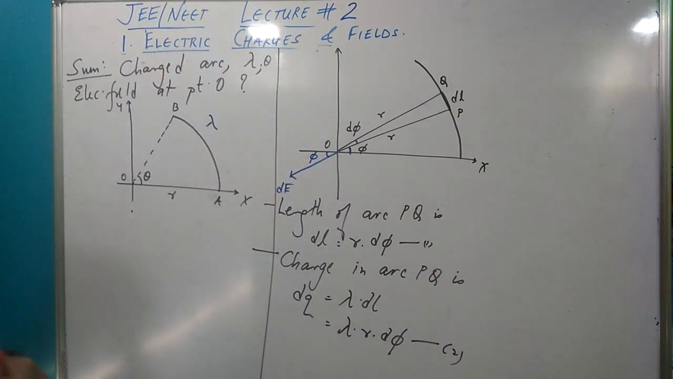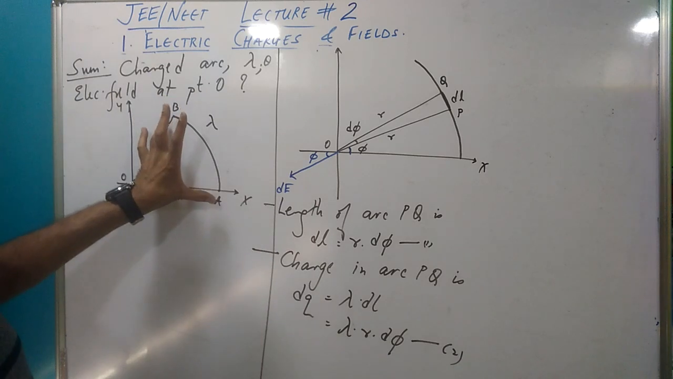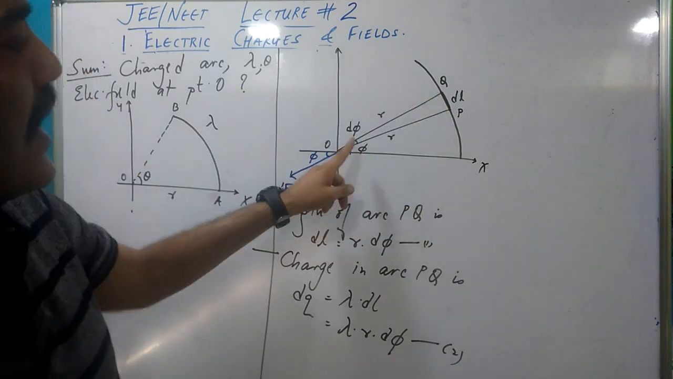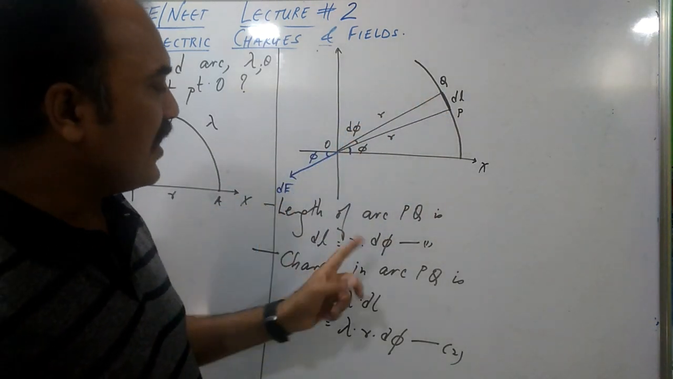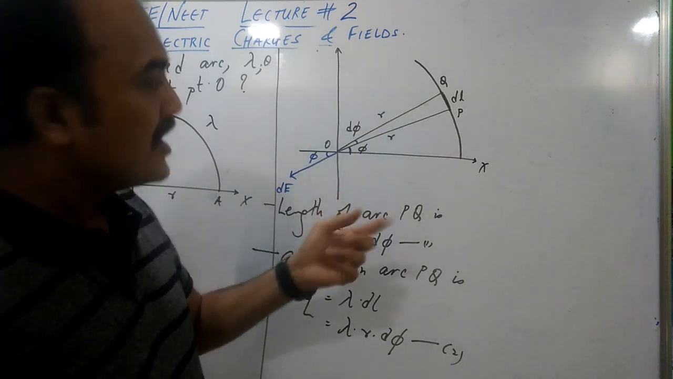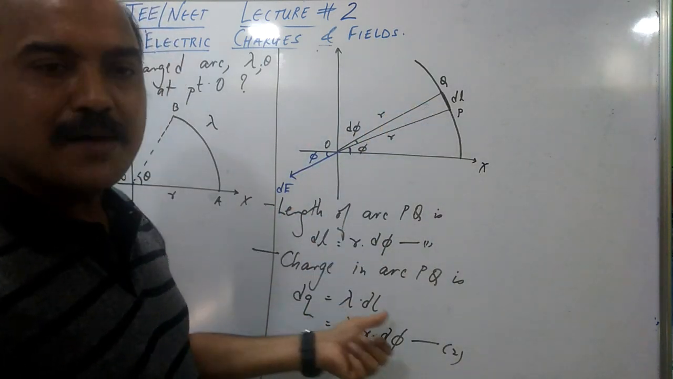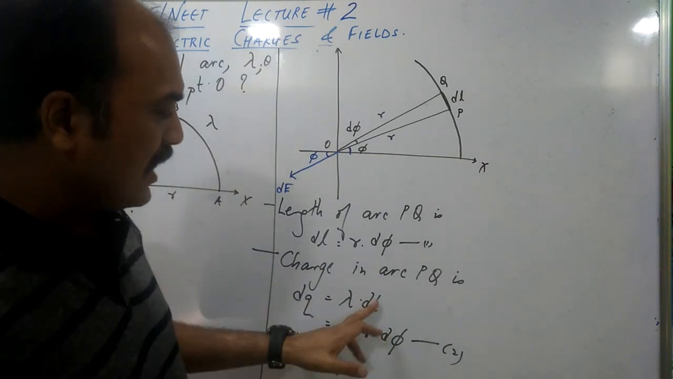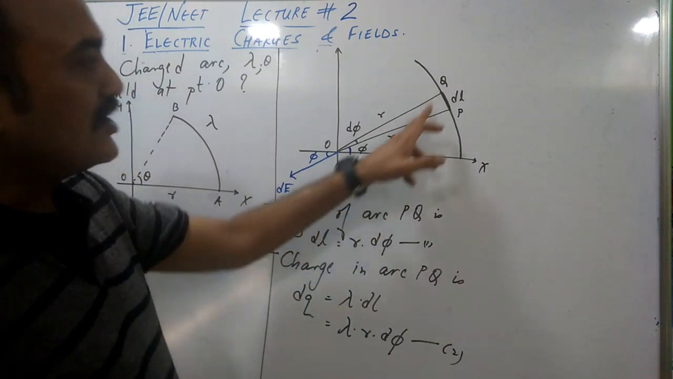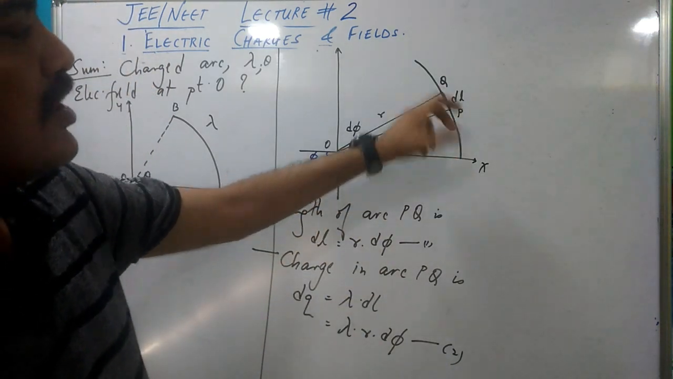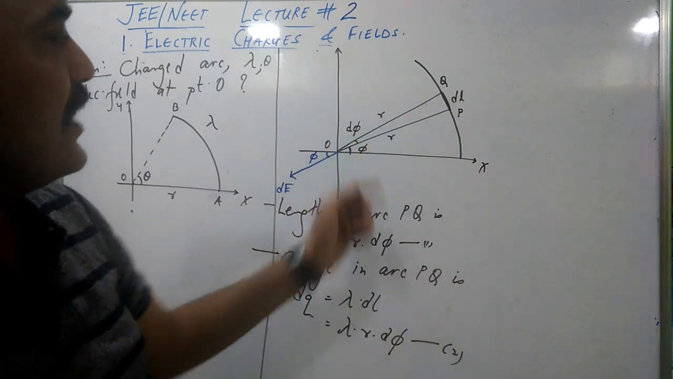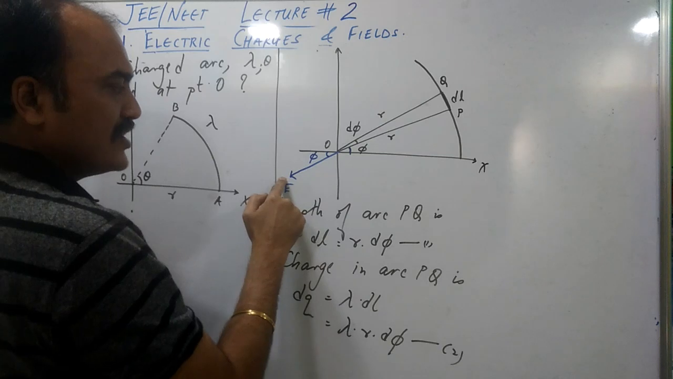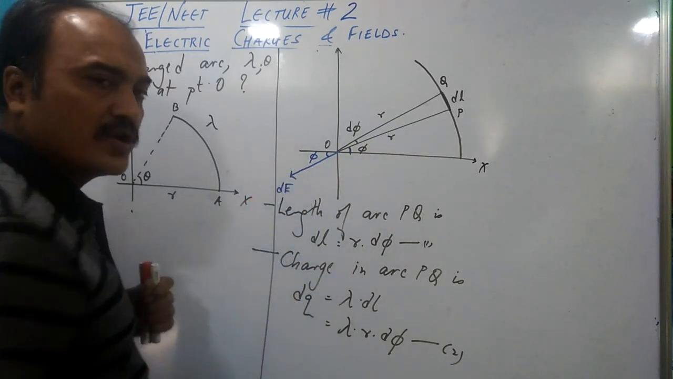Let me take it again. I have not taken the whole arc. I have considered a small elemental arc PQ, and this is r, this is r, this is small d phi. So the length of arc is r d phi. The charge contained in the arc is lambda dl. 1 meter contains lambda coulomb, then dl meter contains lambda into dl. I have substituted dl here. So this is dq. This dq, what will be the direction of electric field at O due to this dq? Do you agree? It will be radially outwards. I've made it radially outwards, dE, and this is phi, so this is also phi.